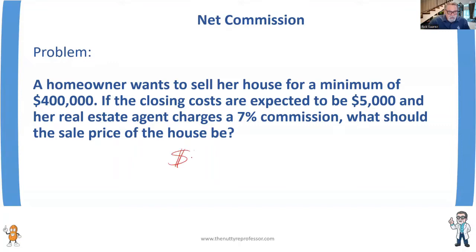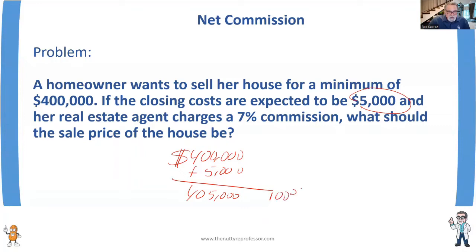So let's look at this like this. We have 400,000 and we estimated that the closing cost is 5. Now, in the real world, you're going to have to estimate the closing cost, right? Now, the good thing is net commission is not something that happens regularly, but knowing how to do closing costs is a part of this business, so you're going to have to learn it. In your tests for the state, they're going to give it to you, so you have nothing to worry about. So now we're looking at 405 in expenses.